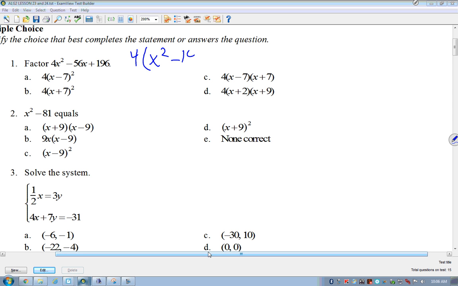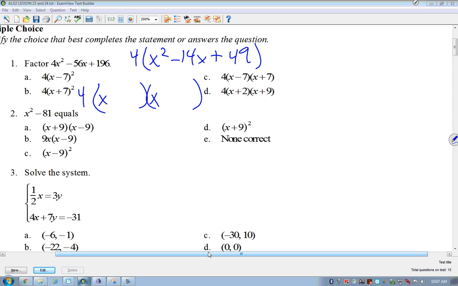Negative 14. Leaving me with an x because I didn't factor out an x, and now I need 196 divided by 4. Should be positive 49. So 4 is going to stay on the outside. What I need to do is factor that down.